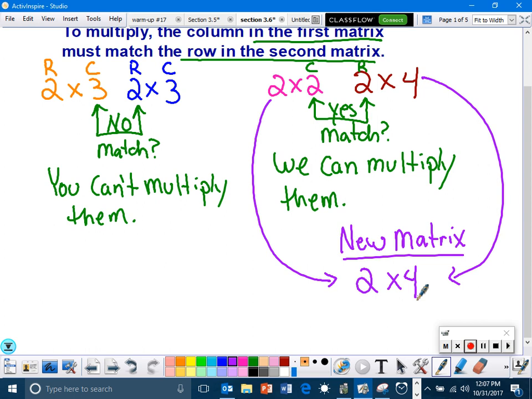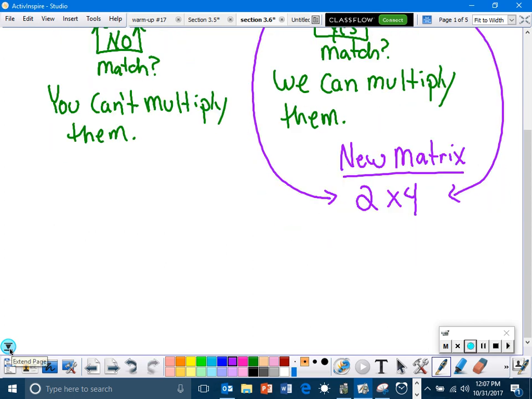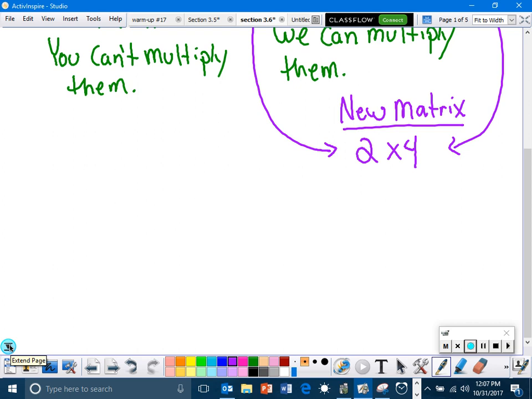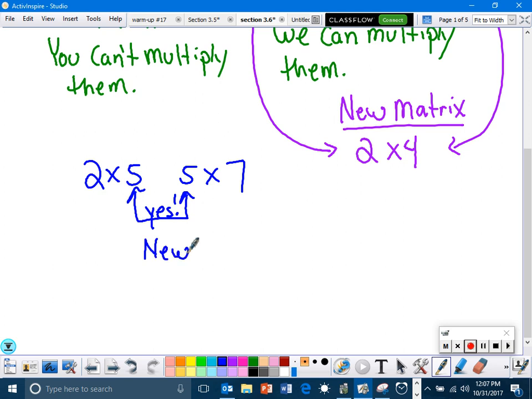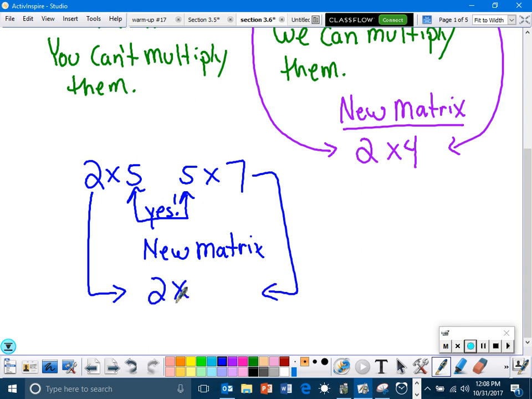Let me demonstrate again because I don't think that's very clear. Here we go. So this time, let's do this. We have a 2 by 5, and we have a 5 by 7. So these two match, yes. So the new matrix is going to be a 2 by 7.